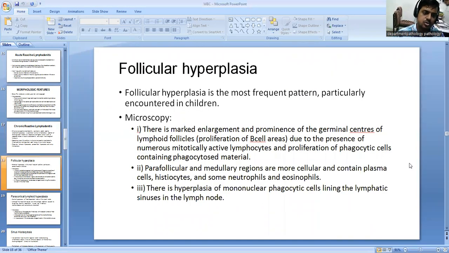Follicular hyperplasia is the most frequent pattern, particularly encountered in children. Microscopically, in follicular hyperplasia, there is marked enlargement and prominence of the germinal centers of lymphoid follicles, proliferation of B cell areas due to the presence of numerous mitotically active lymphocytes, and proliferation of phagocytic cells containing phagocytosed material. Parafollicular and medullary regions are more cellular and contain plasma cells, histiocytes, and some neutrophils as well as eosinophils. There is hyperplasia of mononuclear phagocytic cells lining the lymphatic sinuses in the lymph node.